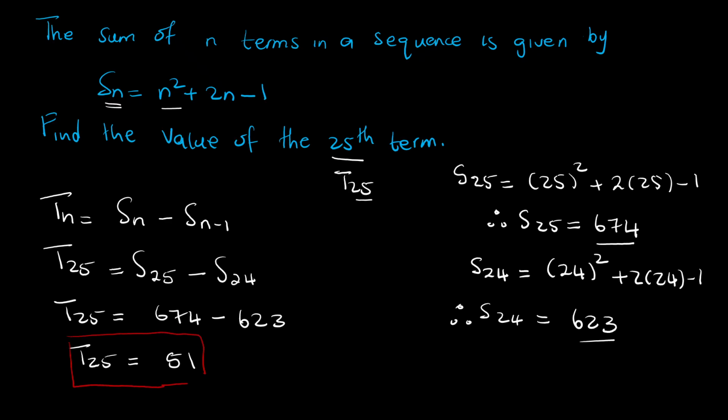So the question wanted us to find T25. We used the Sn formula. The most important thing for you to remember is that Tn is equal to Sn minus Sn minus 1. And that's it for this lesson.